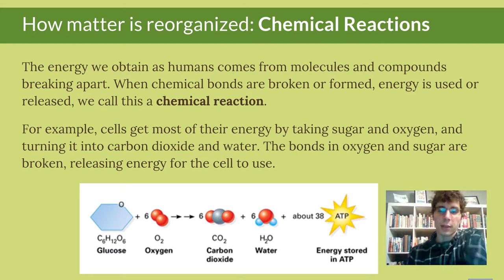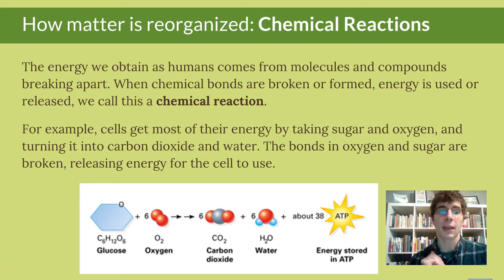And our next unit is going to be called the processes of life, and we're going to talk all about different chemical reactions that happen in our cells. But for right now, I want you to get the basics of what a chemical reaction is. All the energy we obtain as humans comes from molecules and compounds breaking apart. When chemical bonds are broken or formed, the energy is either used or released, and we call that a chemical reaction. It's when bonds that are holding atoms together get broken.